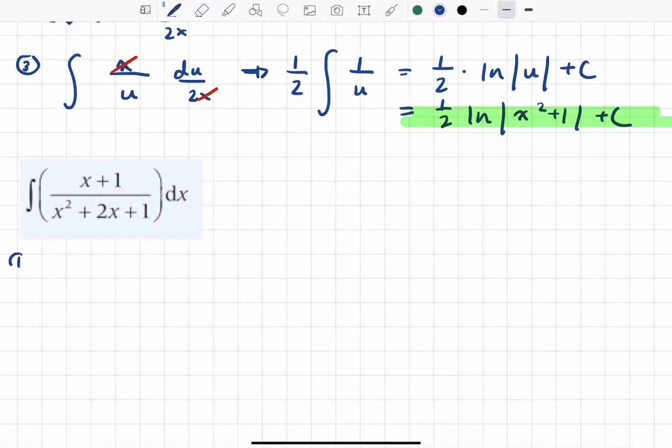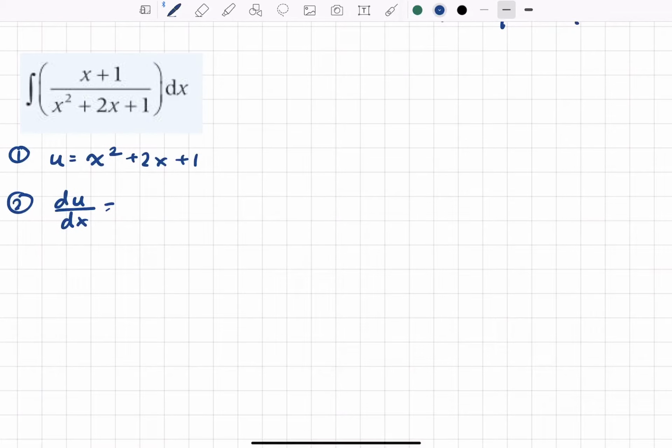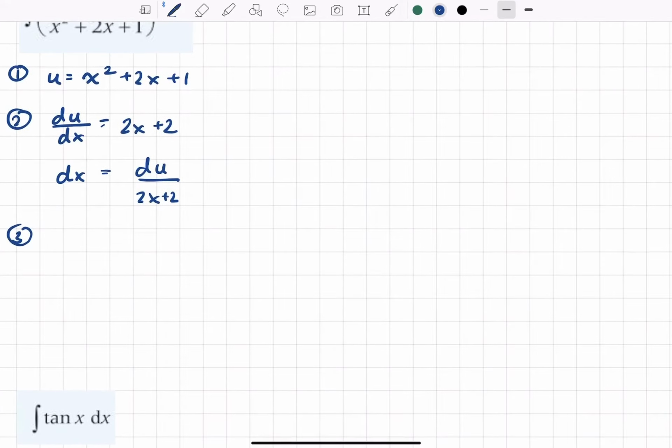First, we find what u is, and the higher order statement in this case is the denominator. So that's what we set u equal to. Our second step is to find the derivative, and we put it in Leibniz notation because that's the easiest to interpret. With this, we have 2x plus 2. Then we isolate for dx, so dx is equal to du over 2x plus 2. Then, as we did in our last example, we just substitute in these values.